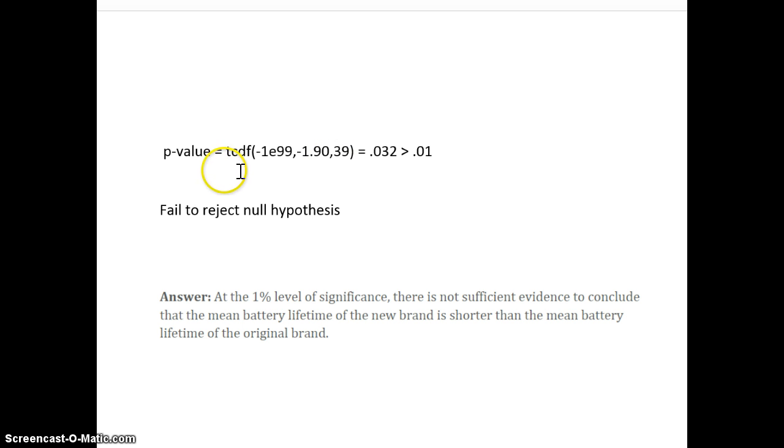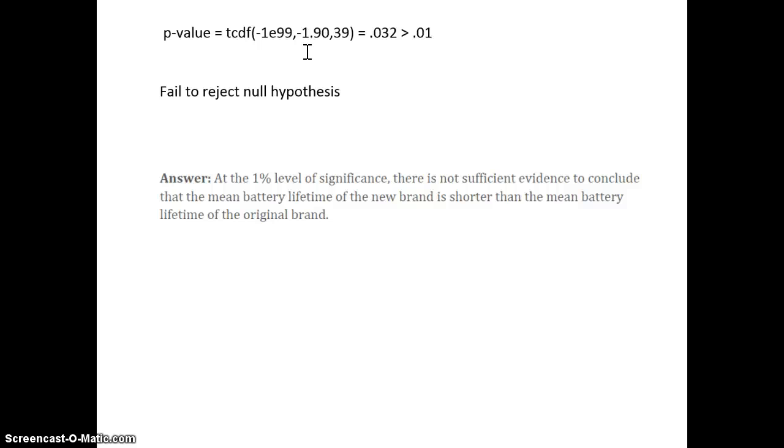So again, on your TI, you go to second vars, and then you're going to see the list of distributions, and you don't want normal CDF anymore. You want t-CDF. And that is your p-value. Well, in this case it is 0.032, which, if we're doing this at the 1% significance level, is bigger than our alpha value of 0.01. So we fail to reject the null hypothesis. So at the 1% level of significance, there is not sufficient evidence to conclude that the mean battery lifetime of the new brand is shorter than the original brand at 55 hours.